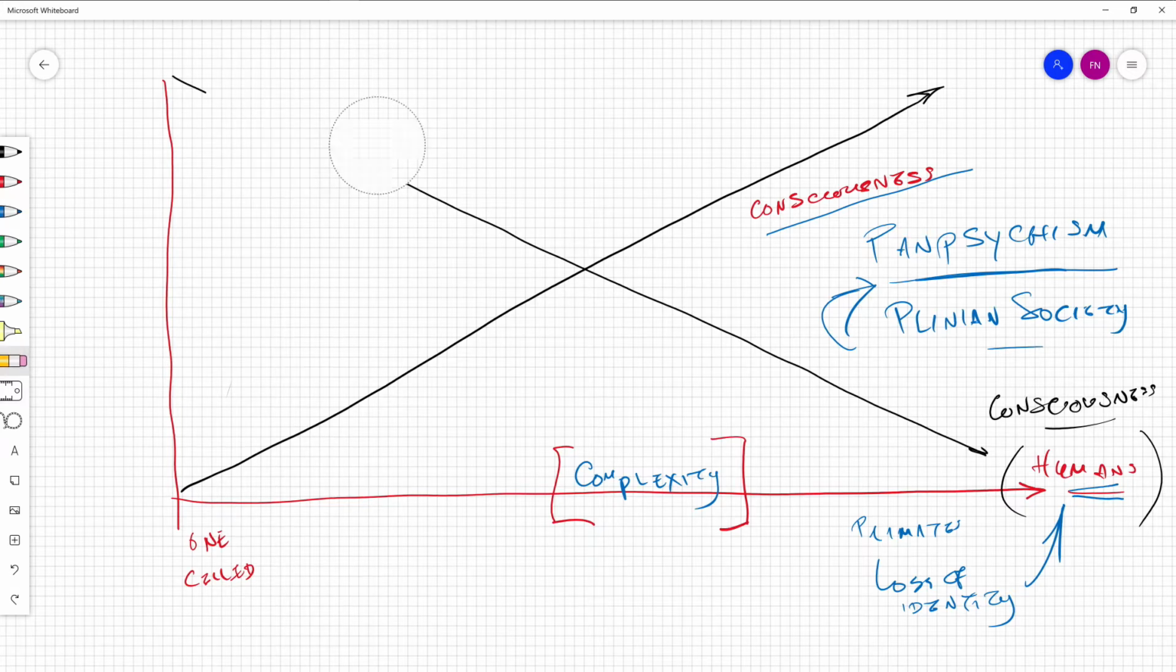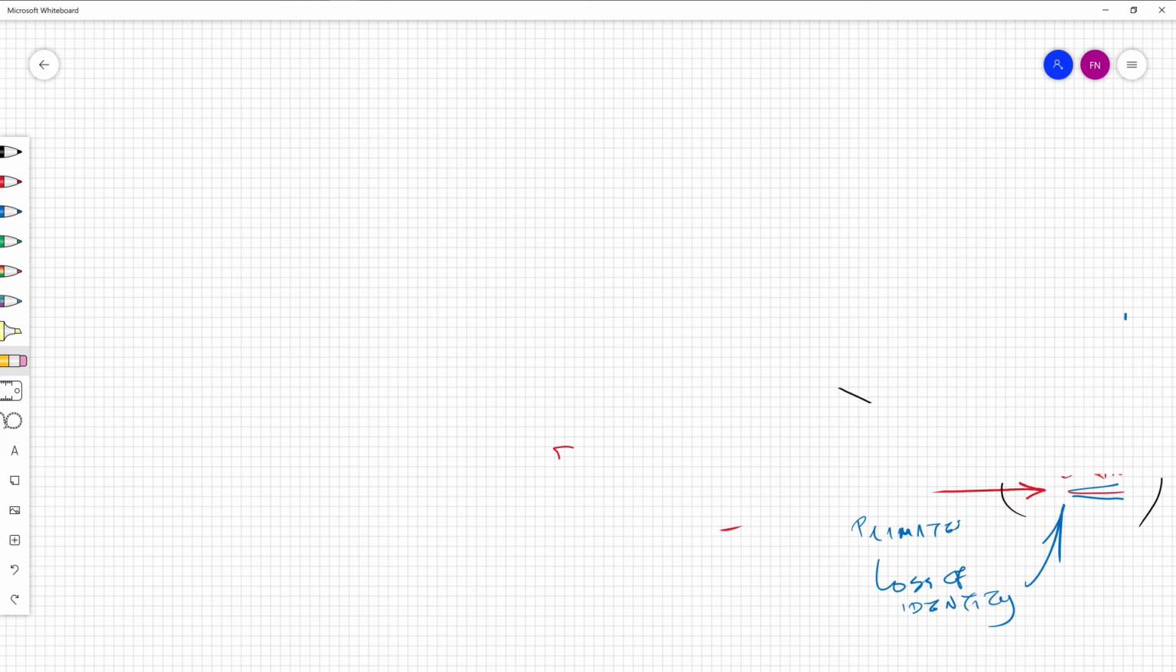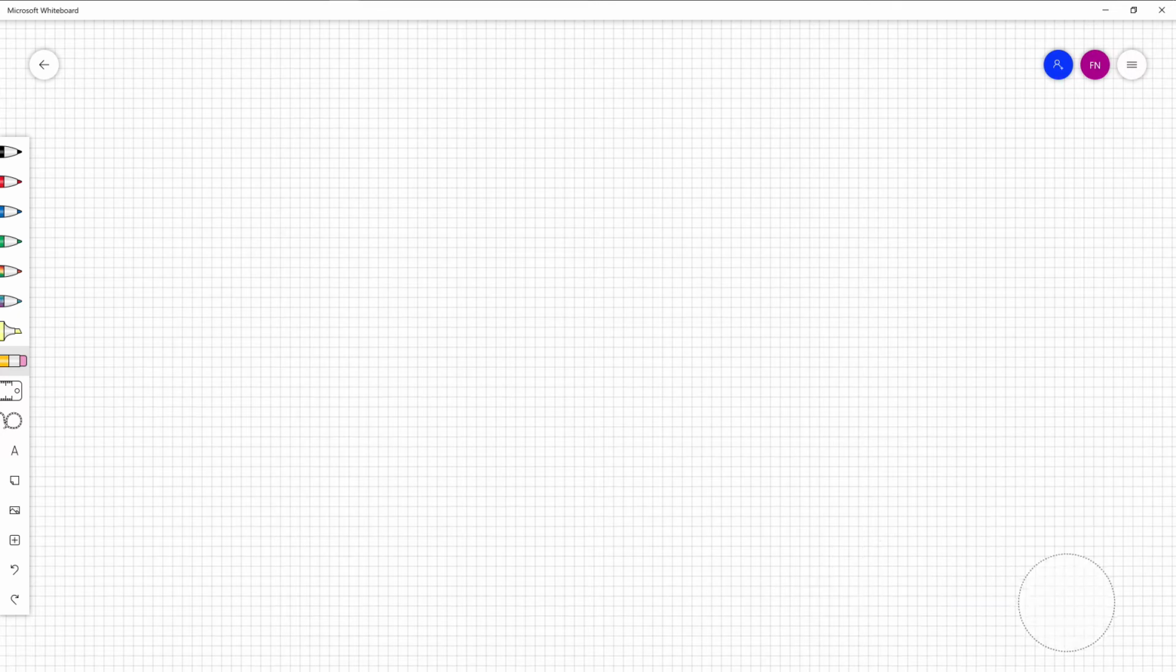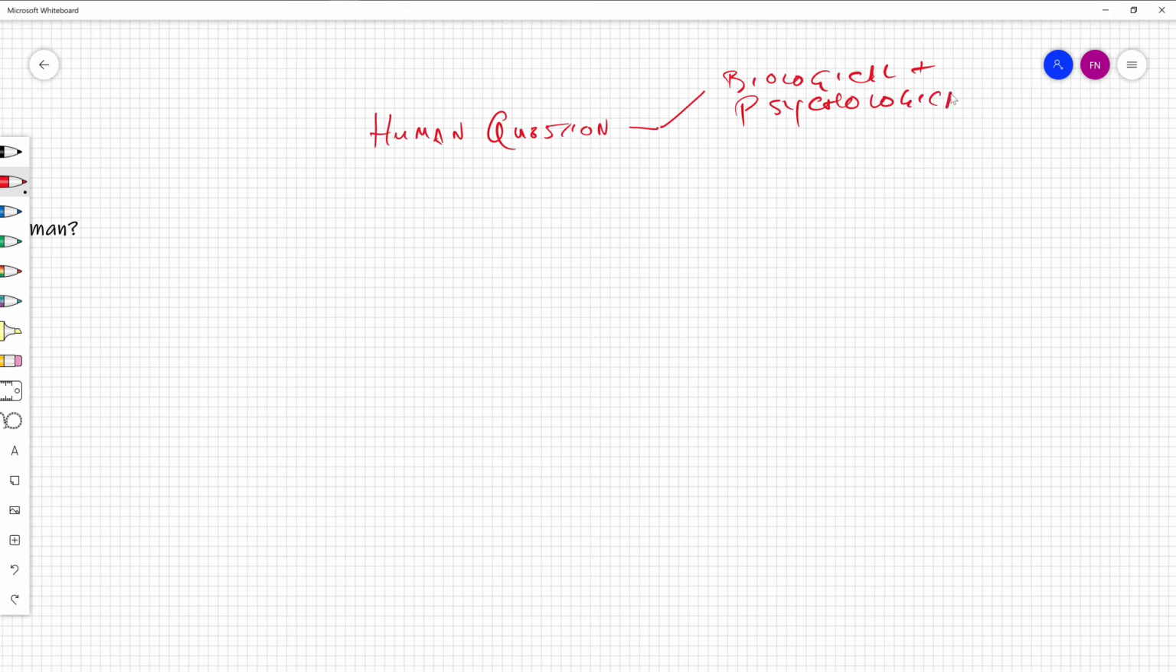Let's look at that more closely. In strict Darwinian terms, and when you read Eric Fromm, you're going to pick this concept up again, because Fromm, despite being very critical of Darwin, is also very dependent on Darwin's argument. What we're going to call the human question, what does it mean to be human, is as much biological and therefore psychological as it is, in fact, philosophical and theological.